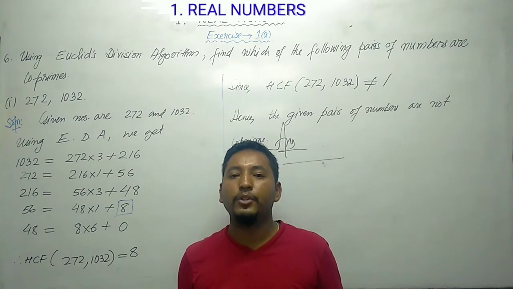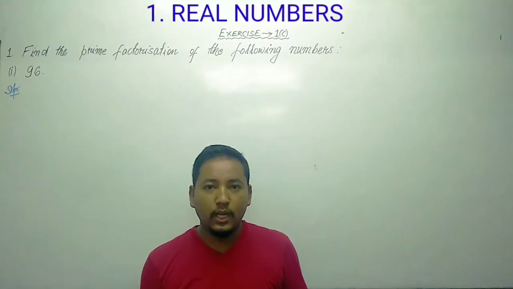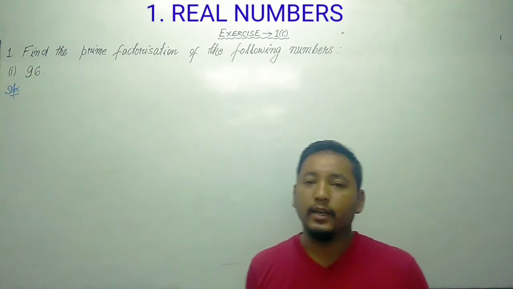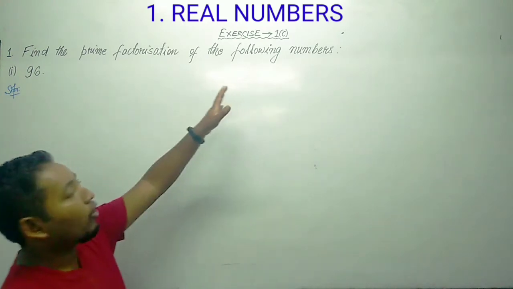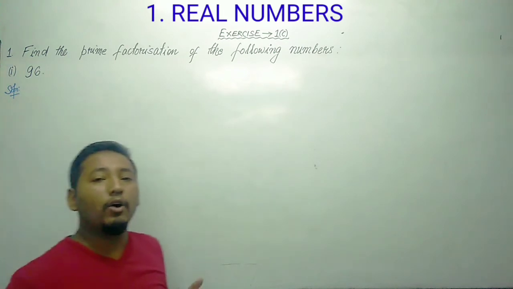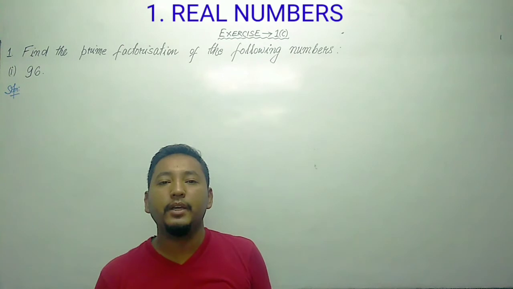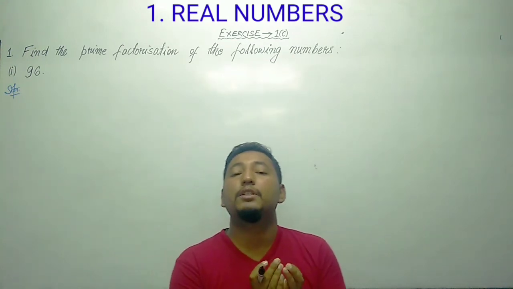With this, we have come to the end of exercise 1A. Let us now start with exercise 1C. Now in this exercise, the question says, find the prime factorization of the following numbers. First one, 96. Now we all are aware of what is prime factorization. Prime factorization means you have to convert any given number as a product of its primes.